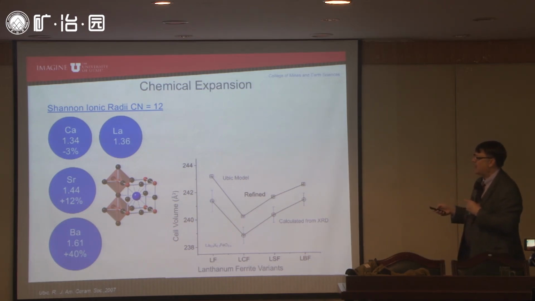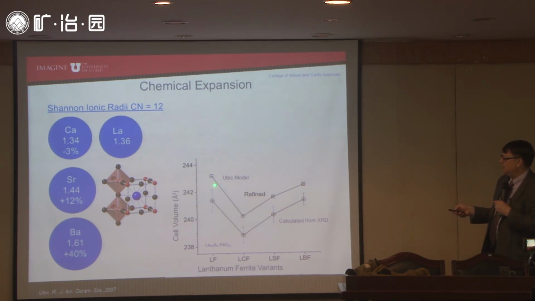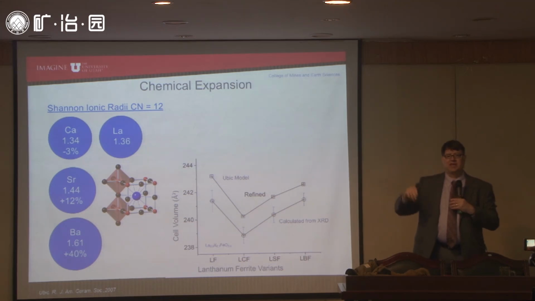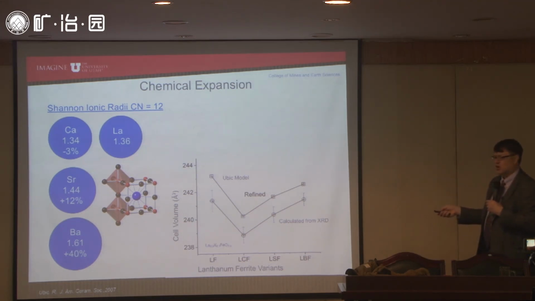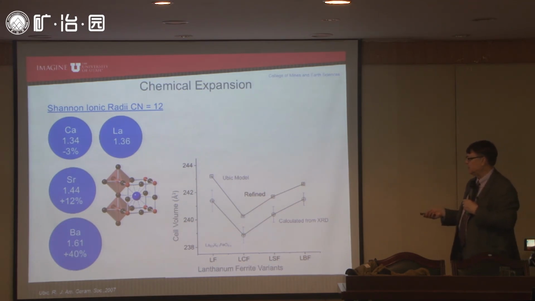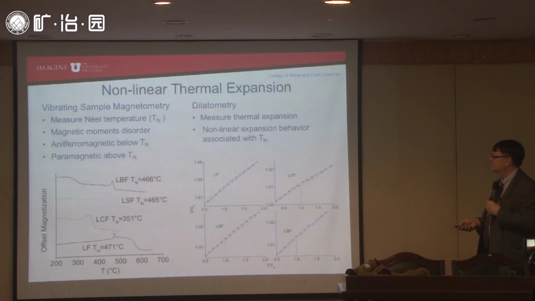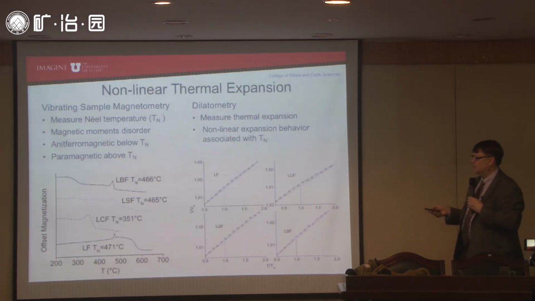And so in reality, because of the change in the valence, as you add calcium to the lanthanum ferrite structure, you reduce the lattice parameter considerably. And then as you add strontium or barium, the lattice parameter comes back. It's comparable to where it was in the case of the pure lanthanum ferrite. Okay, so clearly, it's a complicated system.